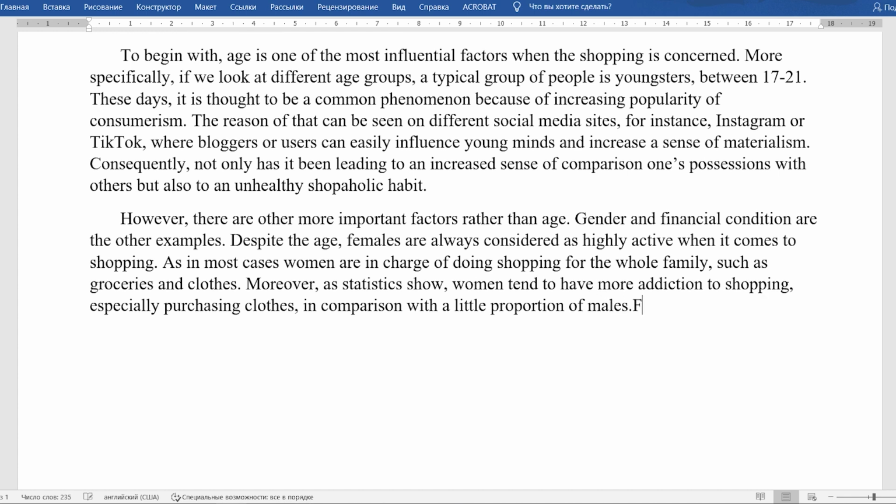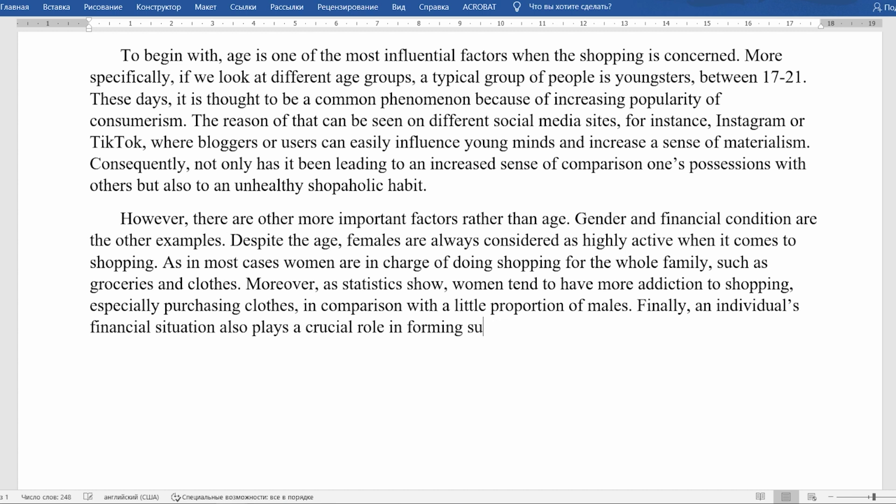I'm going to start from "finally". So I can say finally, an individual's financial condition. Or we can say situation, in order not to write it down one more time. Financial situation also plays a crucial role in forming such a habit.